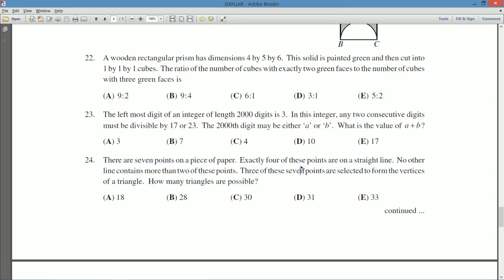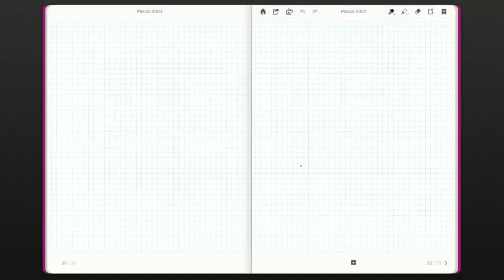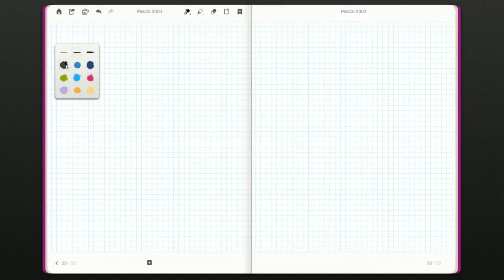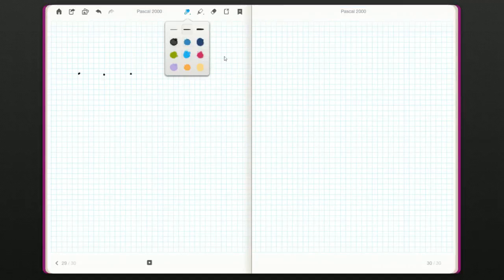Alright, so we have 4 points on a straight line and then 3 elsewhere. How about we just draw those? So we have 4 points, which I will do my best to keep in a straight line. The problem is if I sort of jumble this about, it keeps asking me if I want to change color. And I will change color for the other 3 points. One here, one here, one here. And that way we have no extra lines formed.